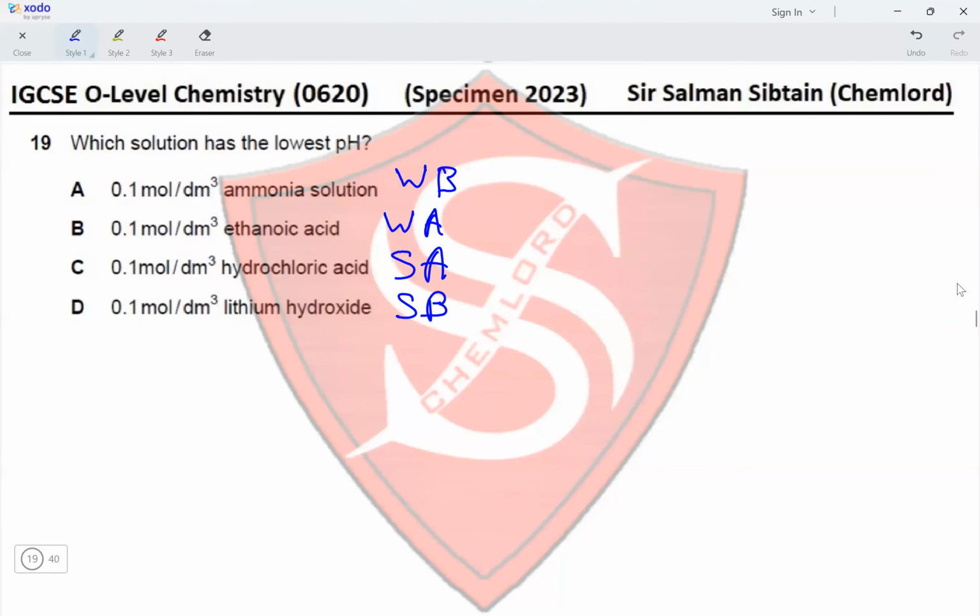So out of all of these, the one with the lowest pH would be the strong acid, and the one with the highest pH would be the strong base. The question has asked us which solution has the lowest pH. This makes option C the correct option for this question.